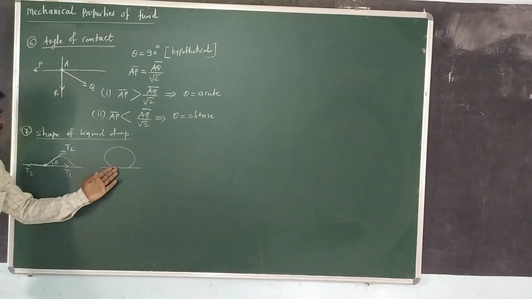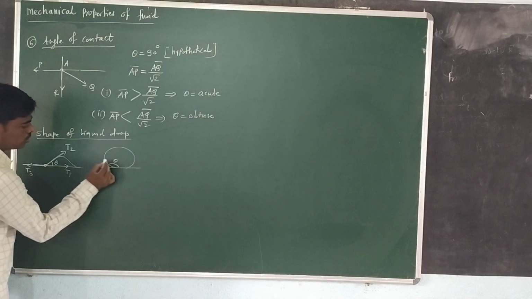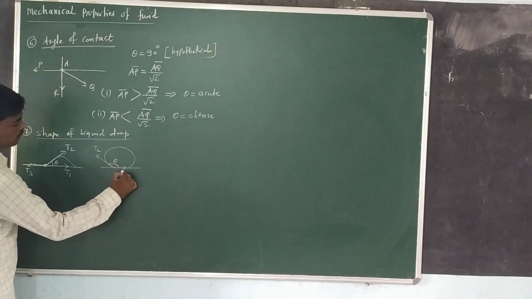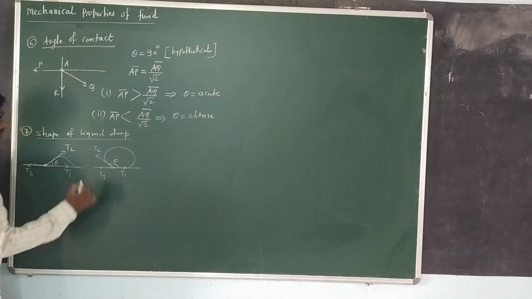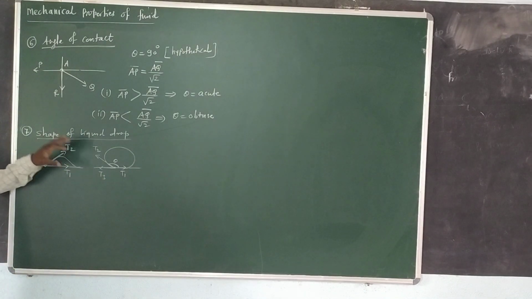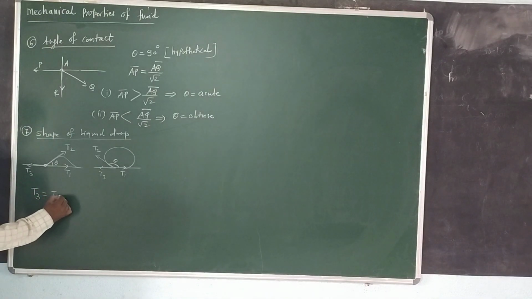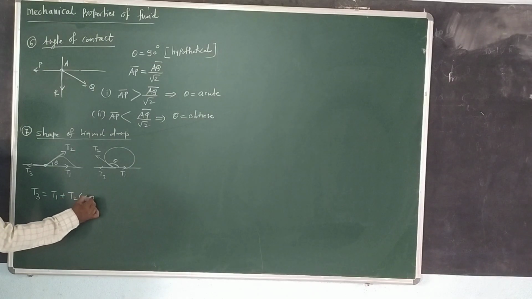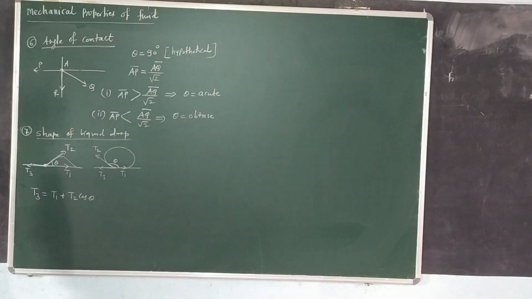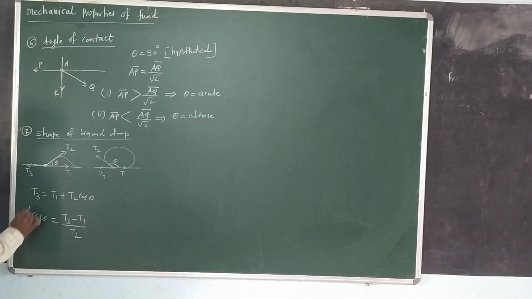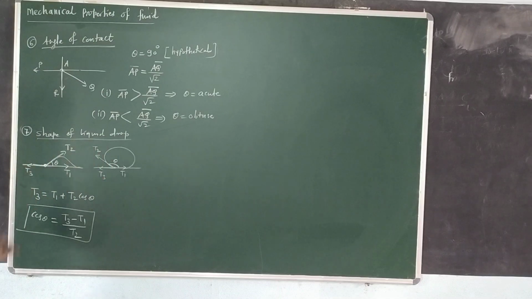The same situation takes place here also, where the angle of contact is obtuse; it becomes T2, T1, and T3. For the equilibrium condition of the drop, mathematically we can write T3 is equal to T1 plus T2 cos theta, the cos component of T2. So cos theta is equal to (T3 minus T1) upon T2. The same formula we can obtain for this drop also, where the angle of contact is obtuse.